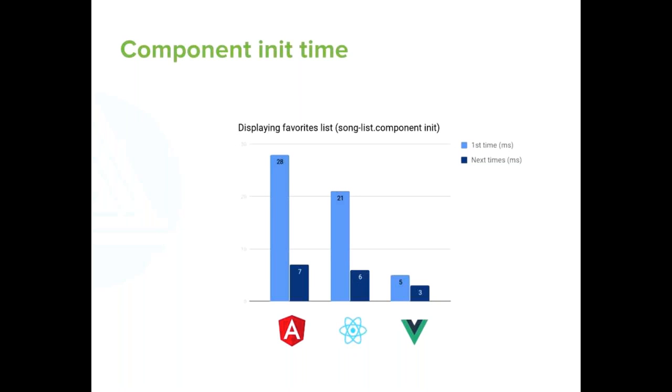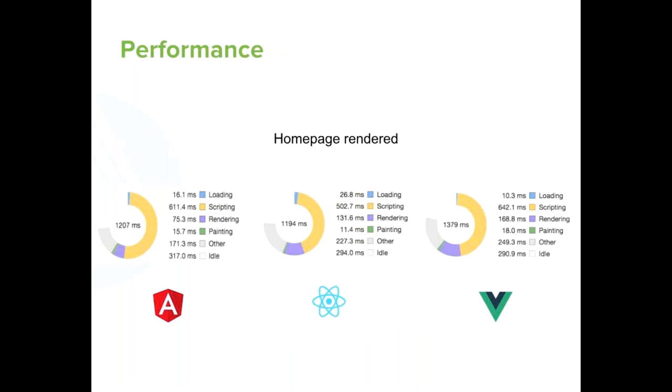Then in case of displaying the favorites list, you have a very similar situation. Again, Vue instantiates first, and Angular and React are far behind. Then for the performance, I would use the performance tool of the developer tools of Chrome. So it would just measure how long does it take for the application to be painted in the browser.